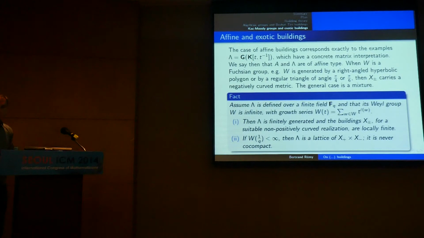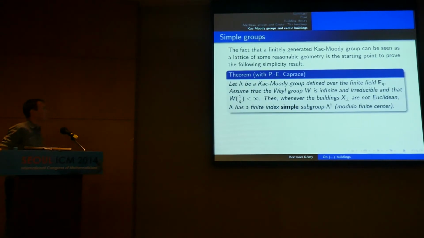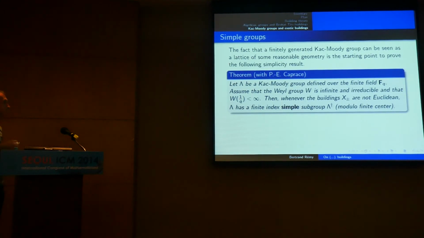And now I can turn to this strategy, which consists in exploiting the analogy to get as many results as I can, and then stressing the differences to find new phenomena. So this is what's going on in the simplicity result. This is what we obtain with Pierre-Emmanuel Caprace. If you start with a Kac-Moody group over a finite field, and if you assume it's a lattice, this is the assumption in the second sentence, then whenever the buildings are not Euclidean, meaning that you avoid the obviously linear case of loop groups, then you get finitely generated simple groups. So there is a sharp dichotomy, which you can read in the geometry of the buildings, between affine arithmetic Kac-Moody groups and simple finitely generated groups.